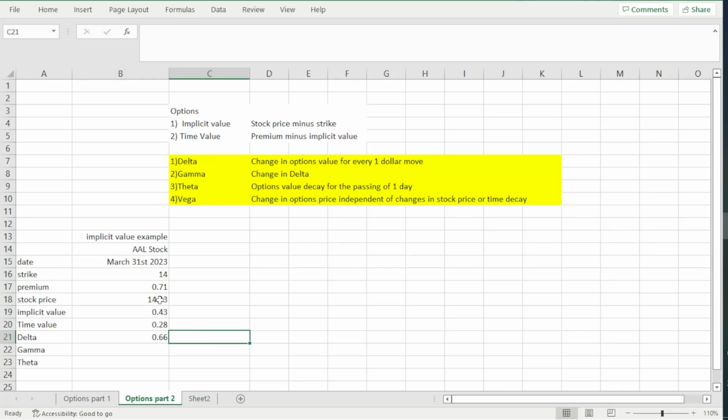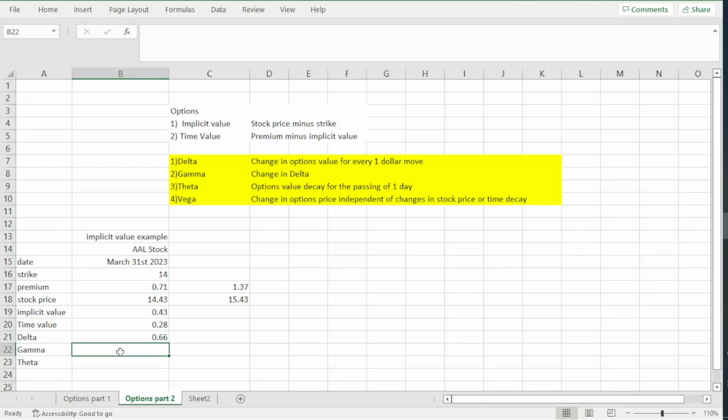This means if American Airlines, which is currently at $14.43, jumps up to $15.43, what is going to be my new premium? Essentially, my premium is now going to be 0.71 plus this delta right here. So delta is essentially the increase in the premium for every $1 move. And if we're looking at puts, then this is going to be flipped around. So delta is just saying, hey, 66 cents for every $1 is going to be added to the premium.